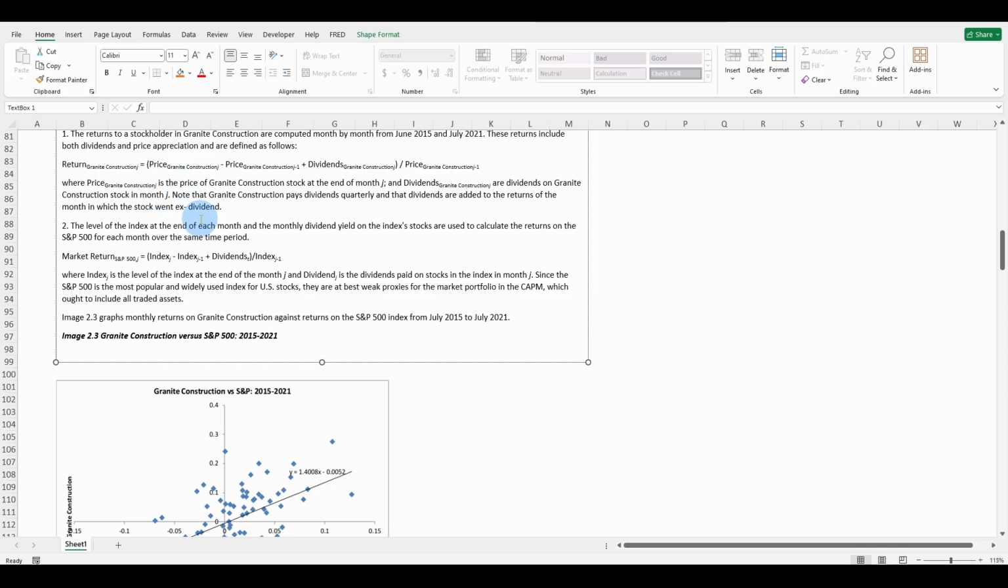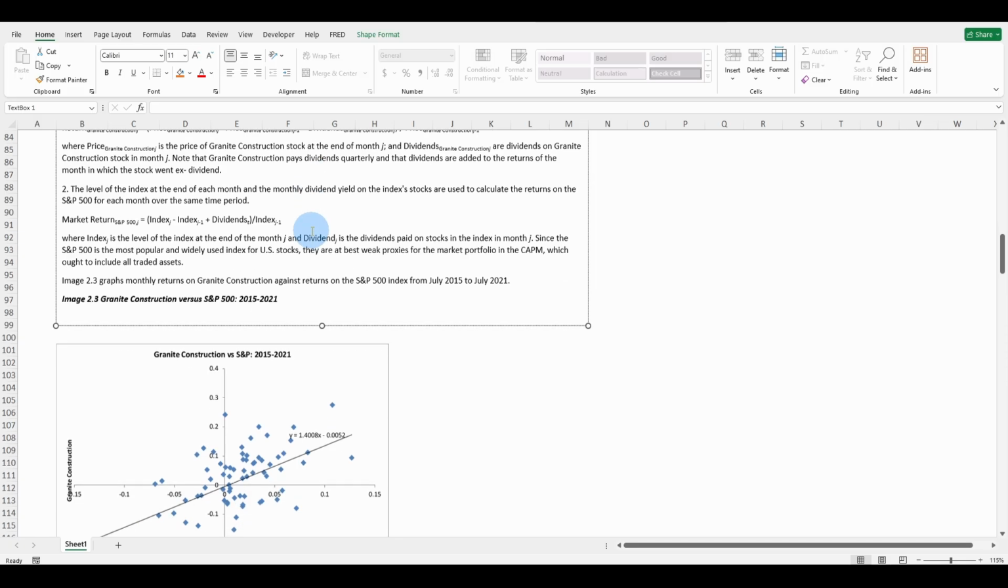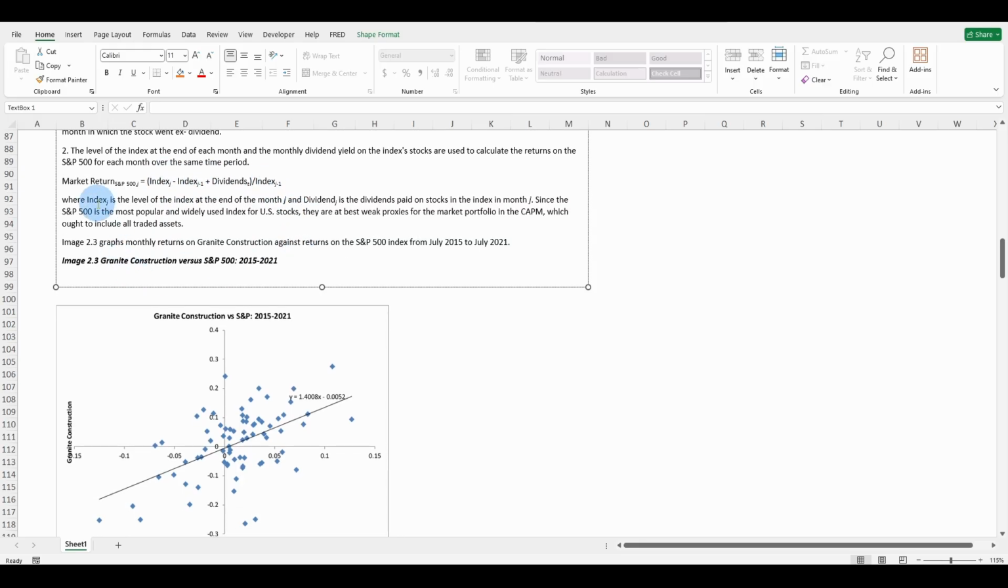Note that Granite Construction pays dividends quarterly, and that dividends are added to the returns of the month in which the stock went ex-dividend. The level of the index at the end of the month and the monthly dividend yields on the index stocks are used to calculate the returns on the S&P 500 for each month over the same time period. Market return S&P 500 equals index J minus index J minus 1, plus dividends, divided by index J minus 1, where index J is the level of the index at the end of the month J, and dividend J is the dividend paid on stocks in the index in month J.